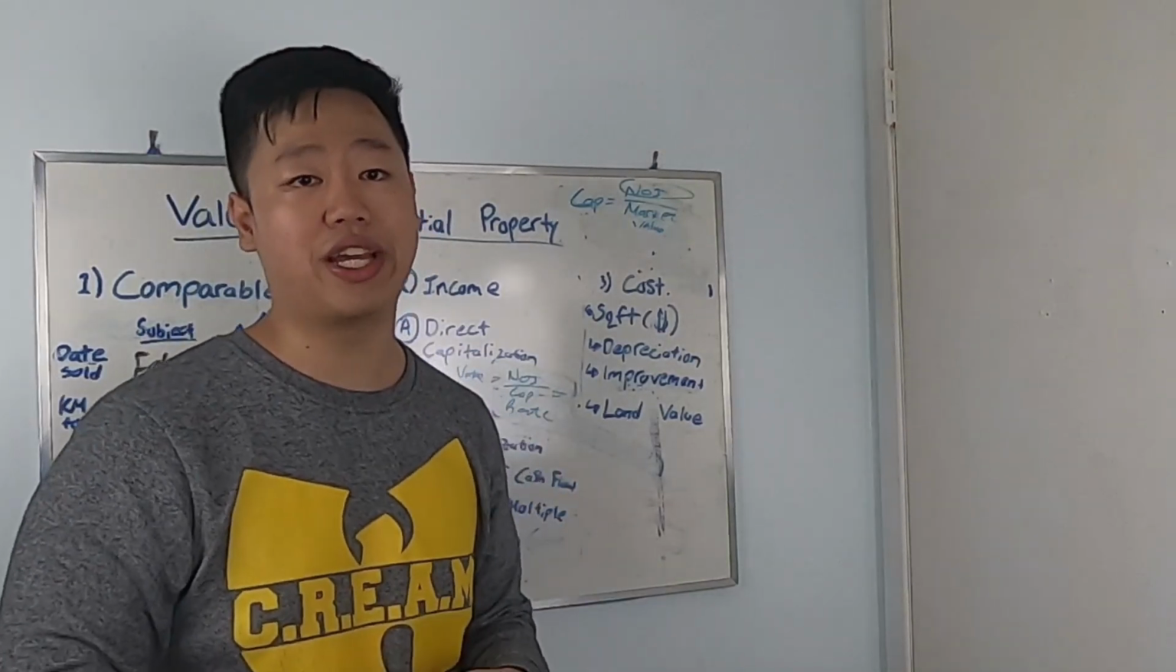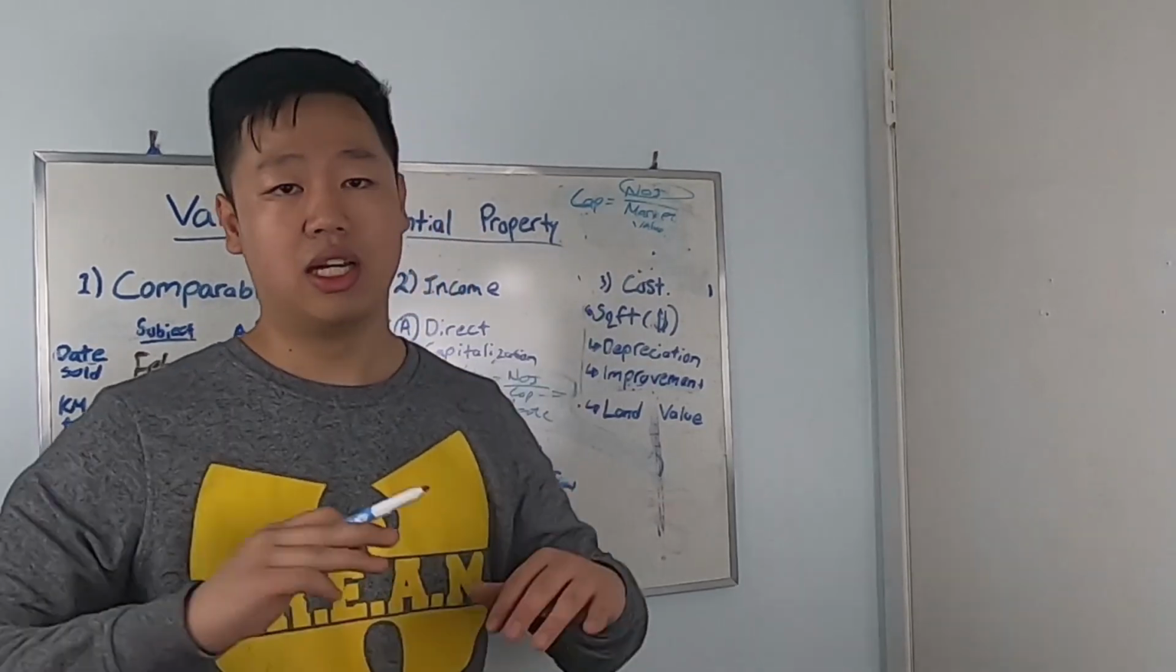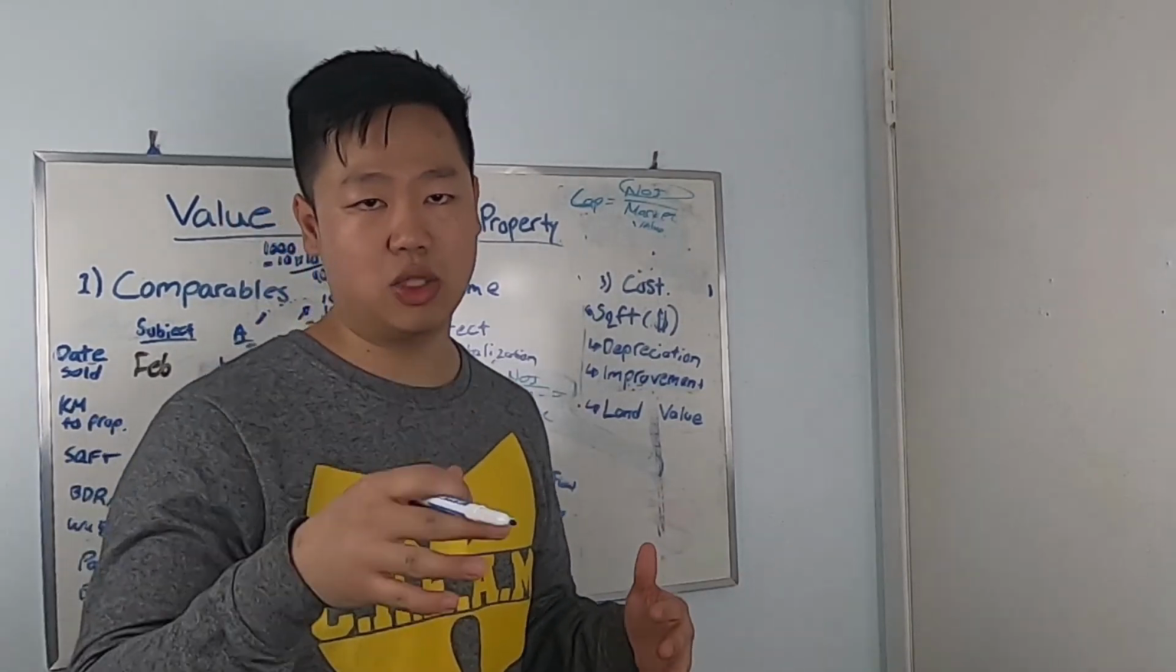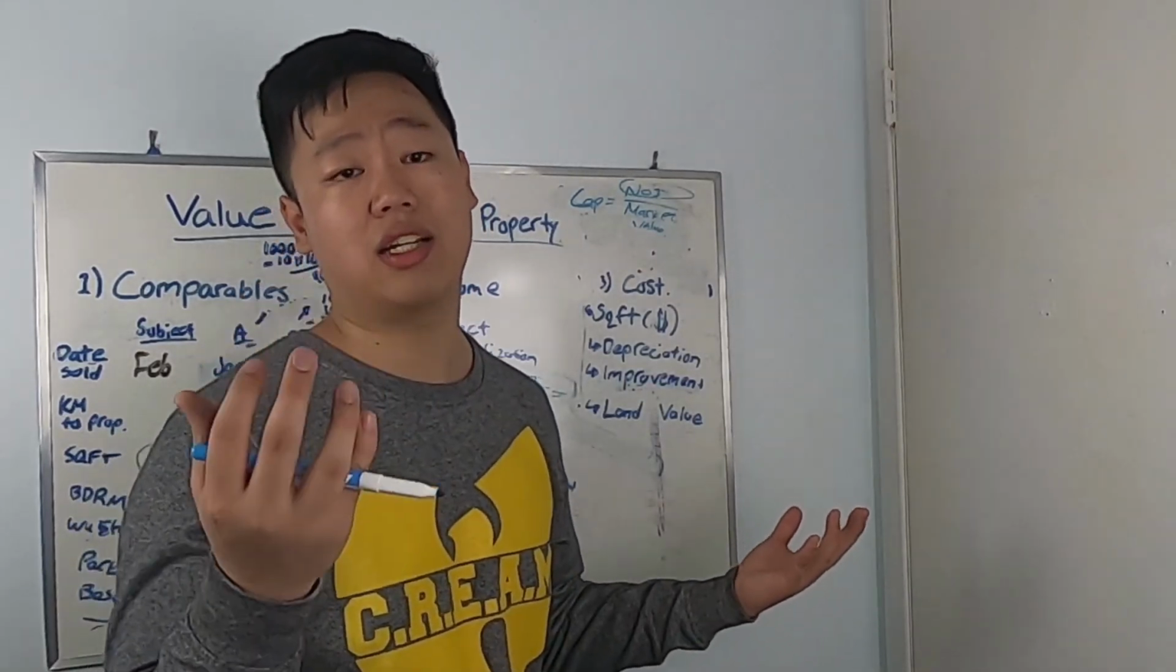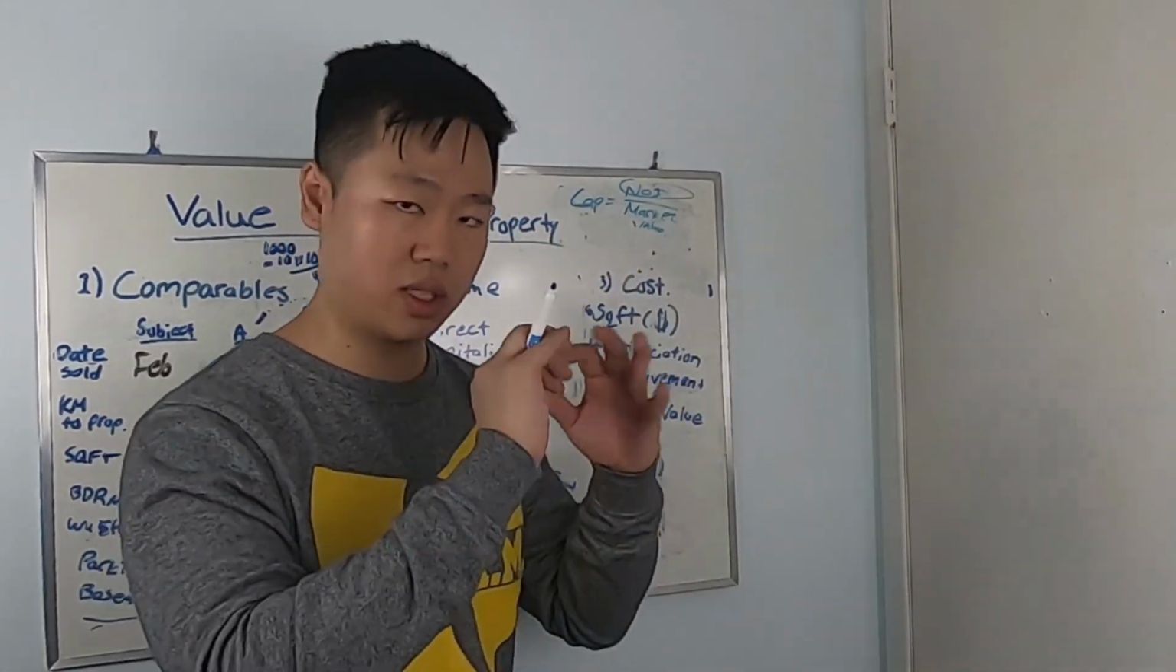The last way to calculate a property's value is using the cost approach. Relatively simple. Essentially, this is the value of the land plus the cost it will take to rebuild your property if it was completely demolished.